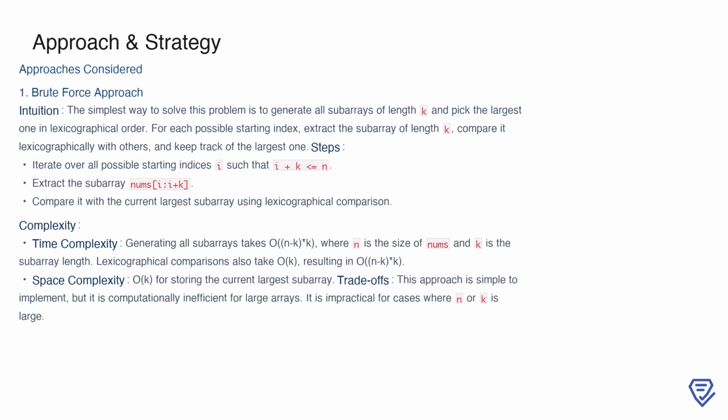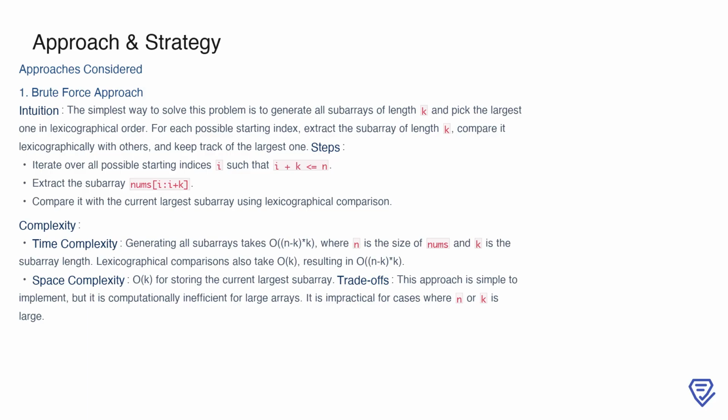To solve the problem of finding the largest subarray of length k, one basic approach is the brute force method. Here, the idea is straightforward: generate all possible subarrays of length k and then select the largest one in lexicographical order. To do this, we iterate through all valid starting indices i such that the subarray nums[i:i+k] is within bounds. For each of these subarrays, we compare it to the largest one we've encountered so far. By the end of this process, we will have the largest subarray.